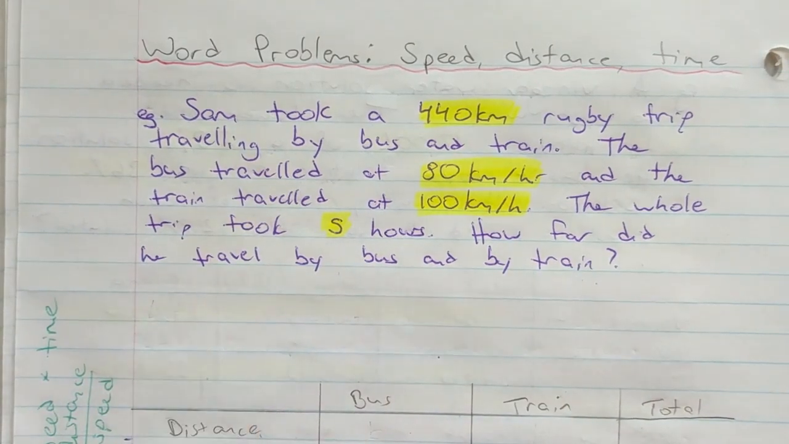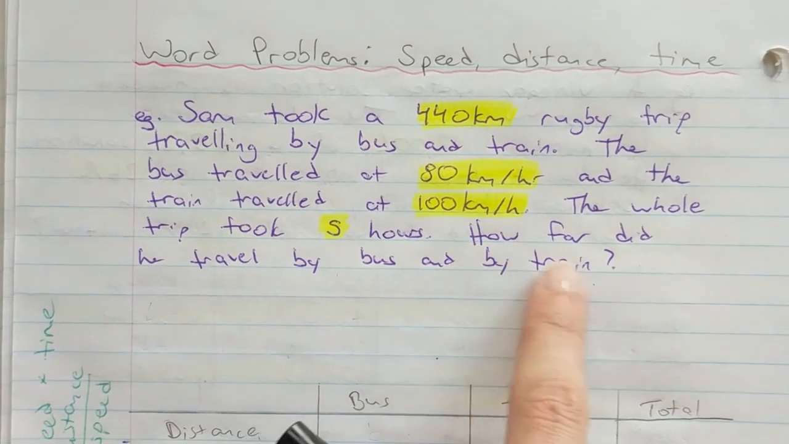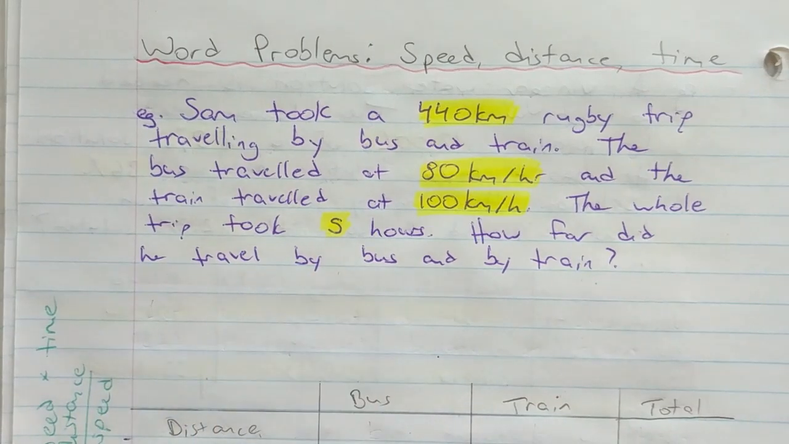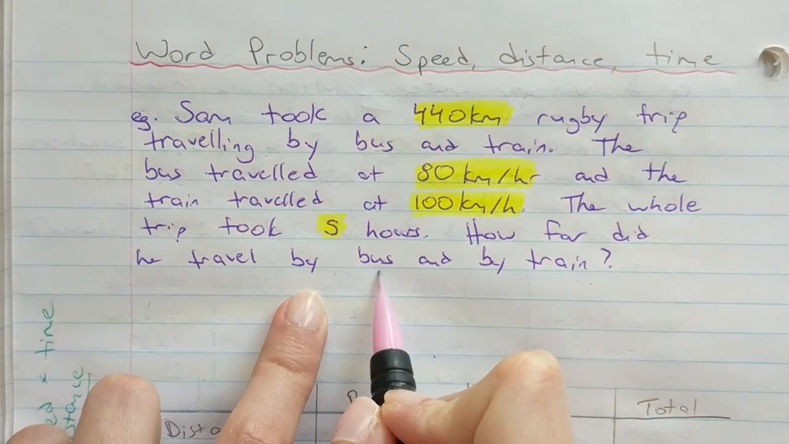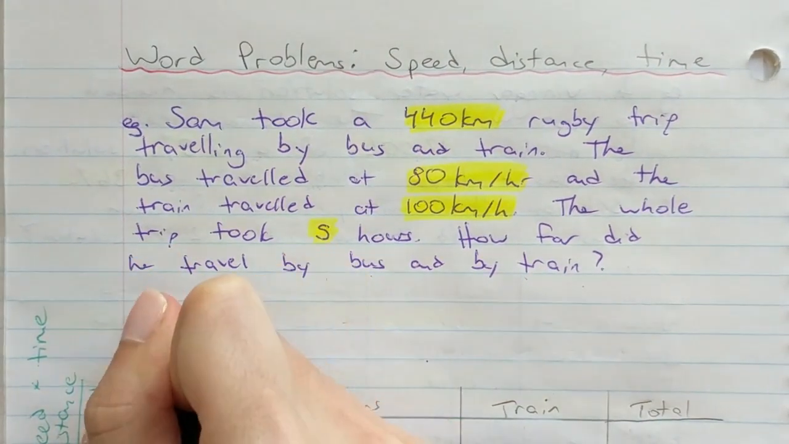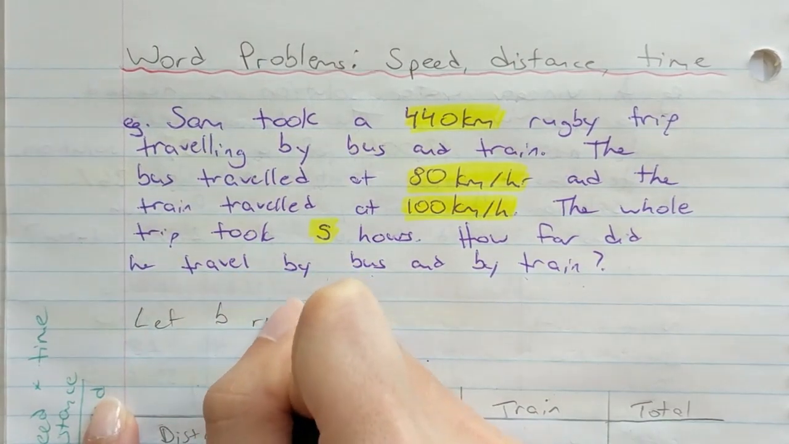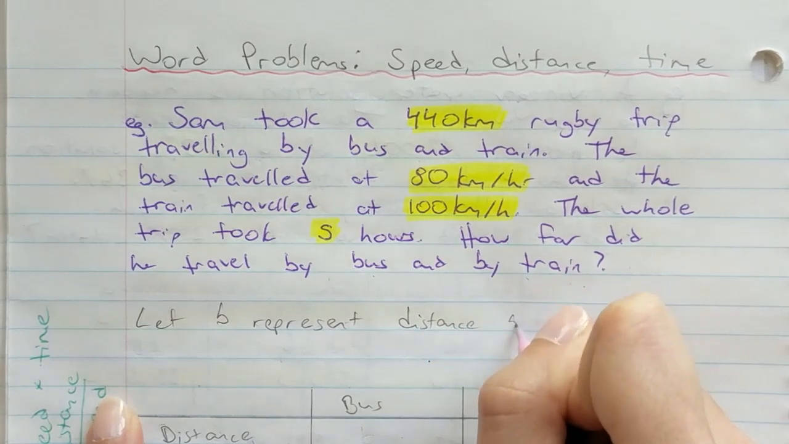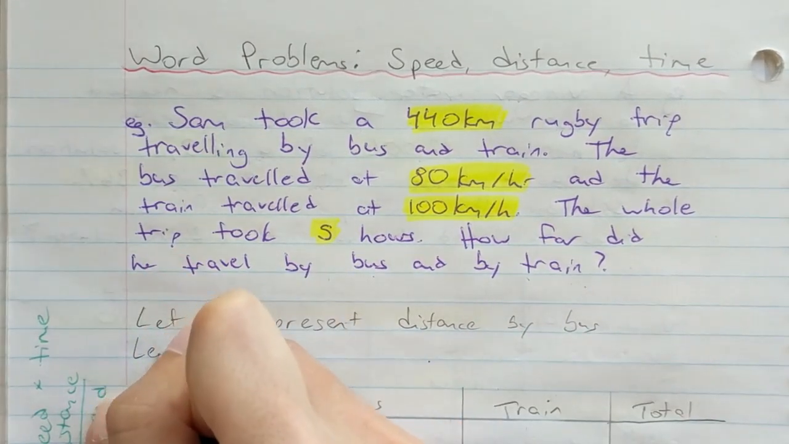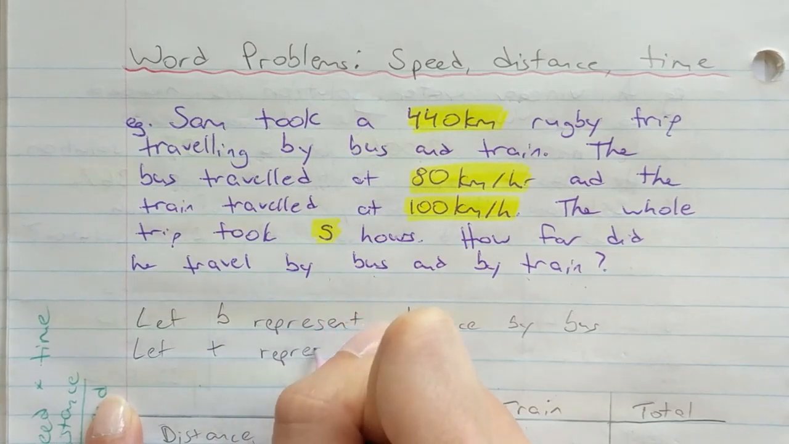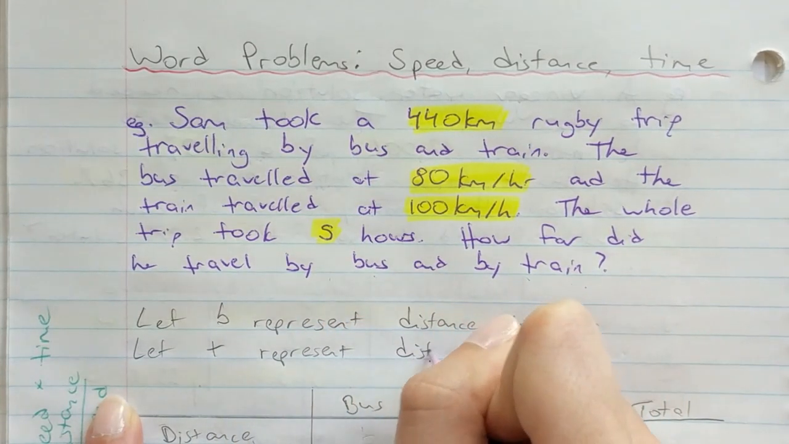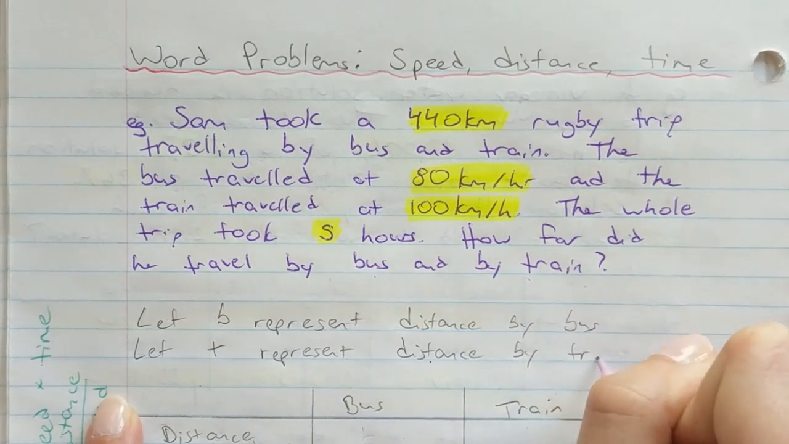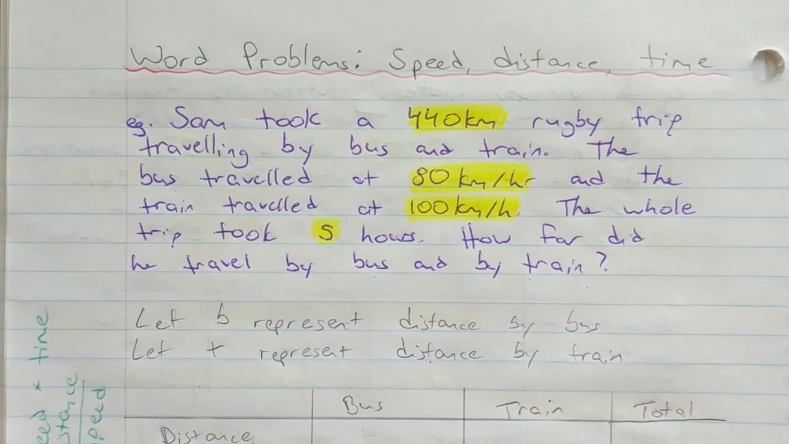Okay, let's start by setting up our let statements, just to remind us what we were looking for in this question. Our question at the end here, how far did he travel by bus and by train, is going to tell us what our let statements need to be. I need to know how far he traveled by bus and how far he traveled by train. So I'm going to let B represent the distance by bus, and I'm going to let T represent the distance by train. Okay, nice and easy.